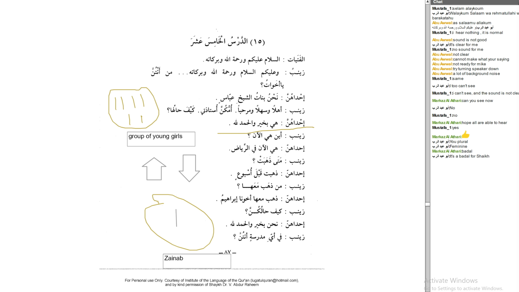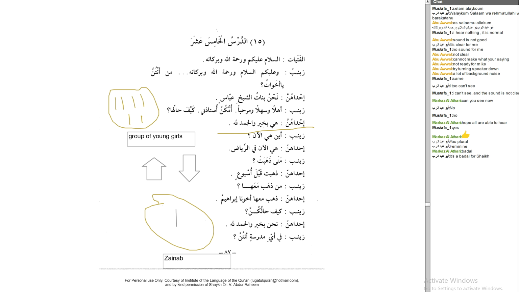Zainab says, ahlan wa sahlan wa marhaban. We spoke about the meaning in the last lesson: you are welcome, you are like family, and creation of ease between them. Sahlan wa marhaban, and welcoming. And she says, ummukunna ustadati, your mother. Kunna, again, is the new dhamir being introduced in Dars al-Khamis Ashar.